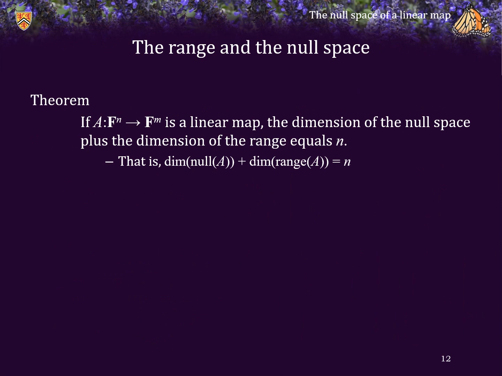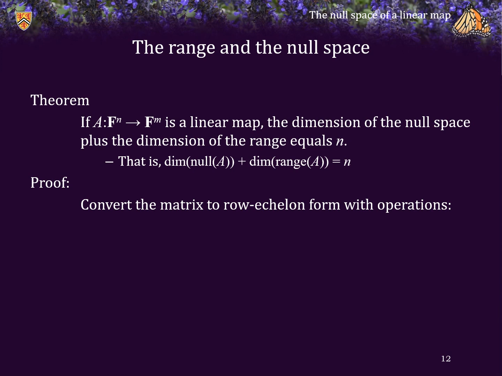So if A mapping F to the n to F to the m is a linear map, then the dimension of the null space plus the dimension of the range equals n, that is, the dimension of the domain. Proof. Well, basically, if A is mapping F to the n to F to the m, it can be represented by an m by n matrix. So convert the matrix to row echelon form with the appropriate row operations.